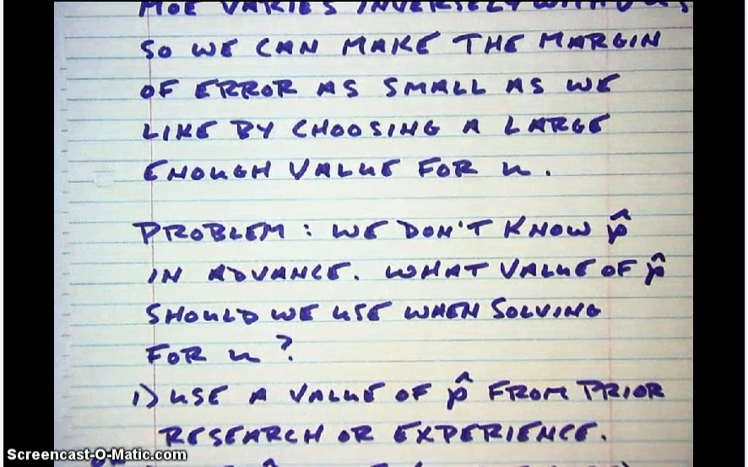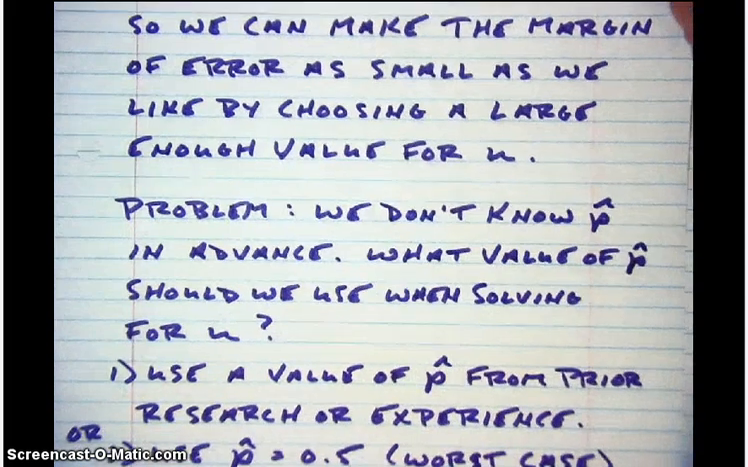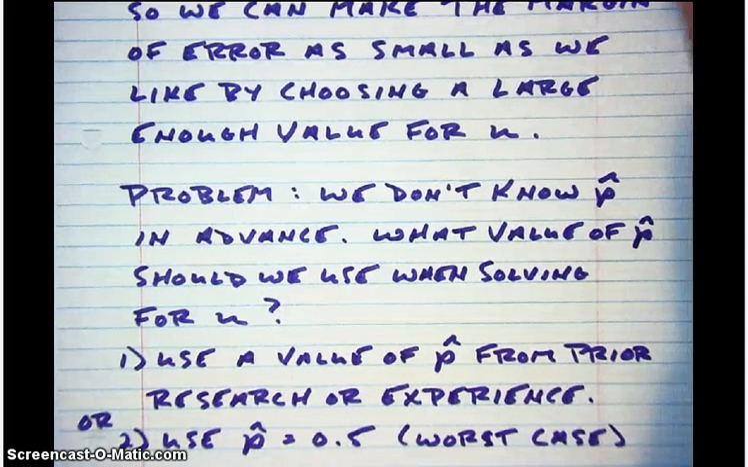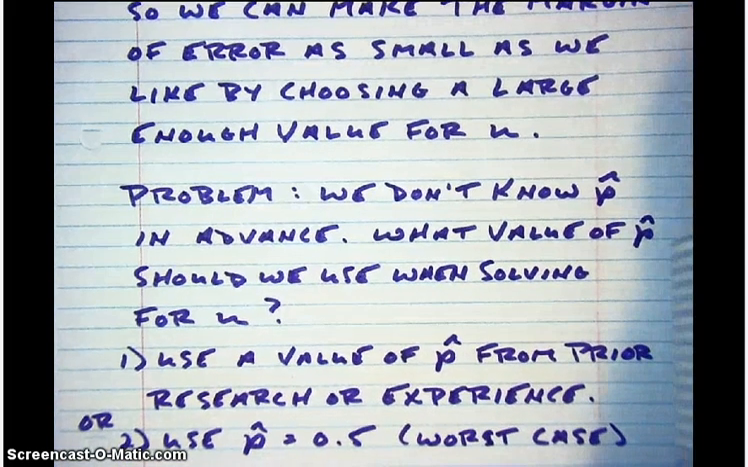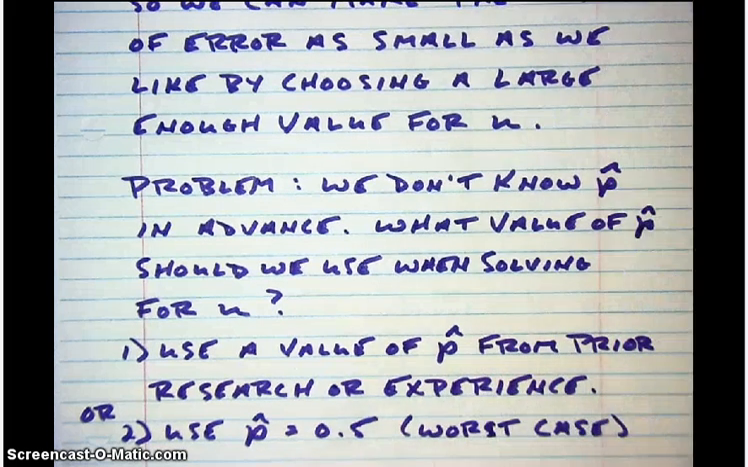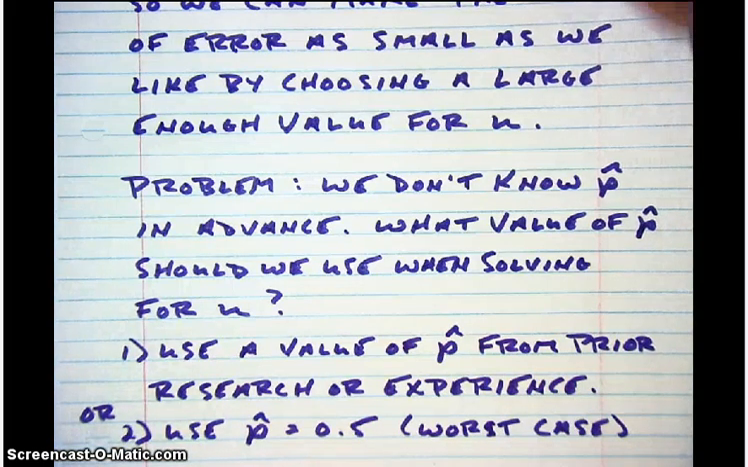One is you can use a value of p hat from prior research or experience. The Bureau of Labor Statistics, for instance, knows that the unemployment rate is usually less than 10%. And so they can set their p hat to be pretty small. If you don't have a prior value, you have to use p hat equals 0.5, and that's the worst case scenario because that's going to result in the largest sample to achieve a desired margin of error. You'd like to avoid that if you can, but in a lot of situations you can't.